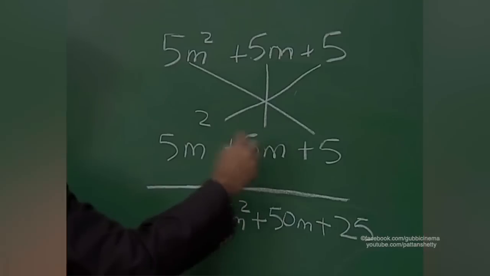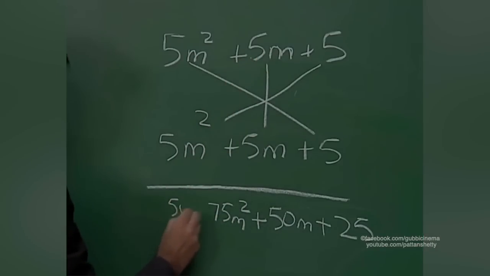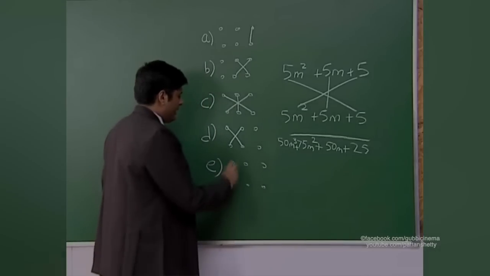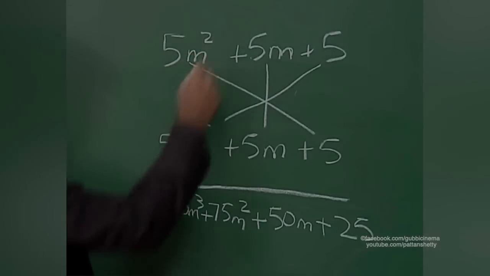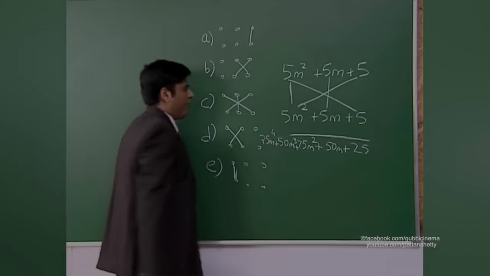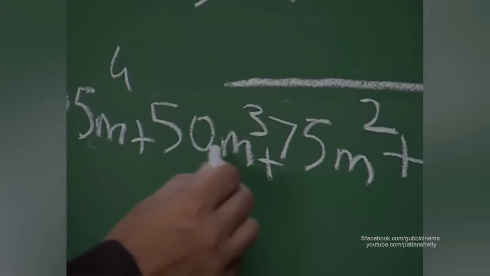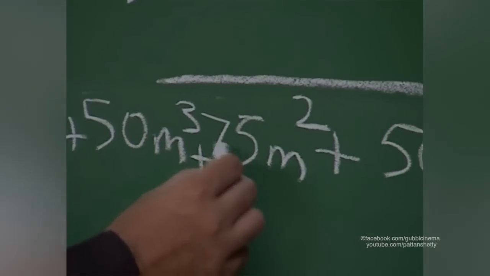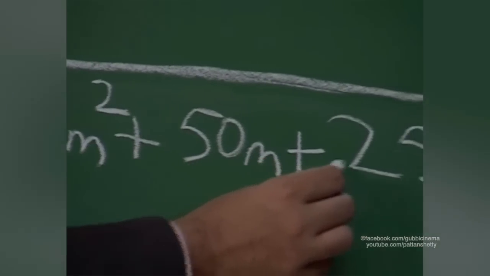Step D will be like this and like this. 25m cube plus 25m cube, that is 50m cube. And the last step will be these two numbers. Multiply these two like this. 5m square times 5m square is 25m4. My final answer is 25m4 plus 50m cube plus 75m square plus 50m plus 25.